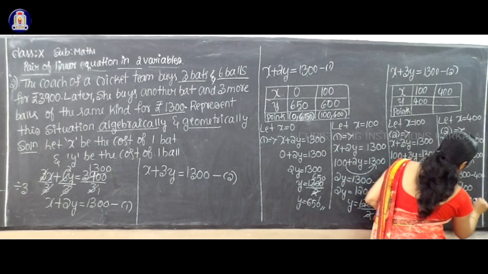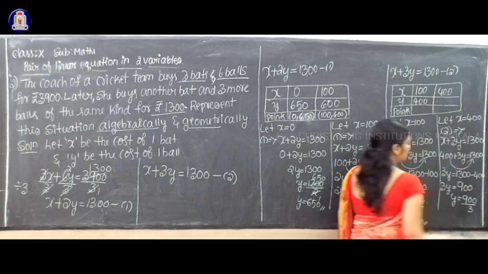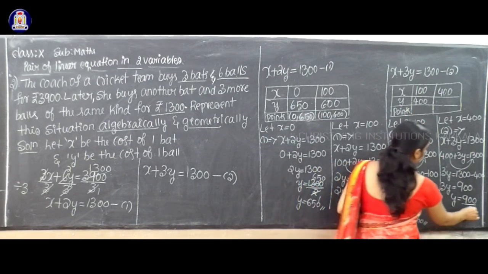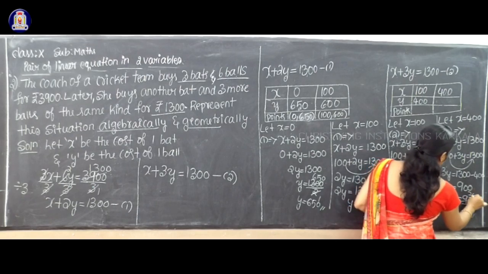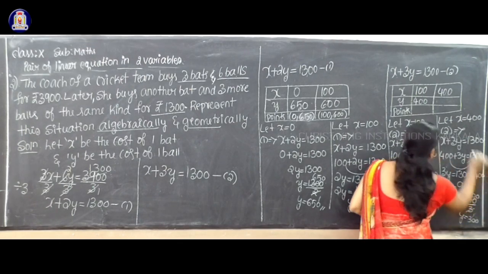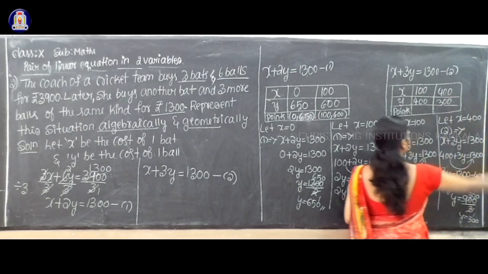So then what about the value of y? y is equal to 900 by 3. Okay, 900 by 3 how much? 3 ones are 3, 3 threes are 9. So then y is equal to 300. So therefore y value is 300.